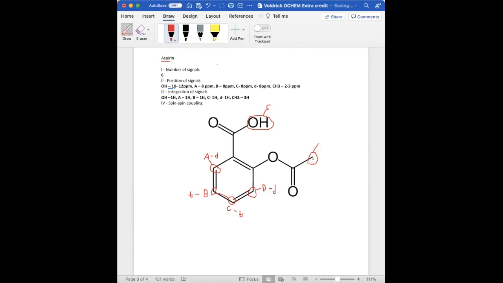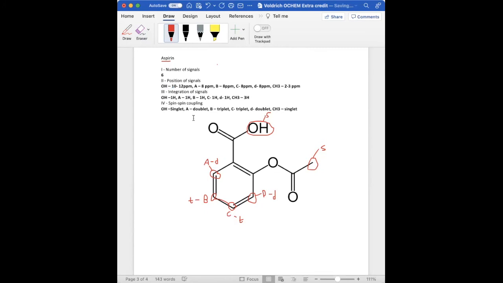Now the CH3 right here has a singlet as well because it has no neighboring hydrogens, just like the carboxylic OH. Okay, so now that we know all 4 of these qualifying factors to the NMR, we can now look at the NMR and determine which signal is which.